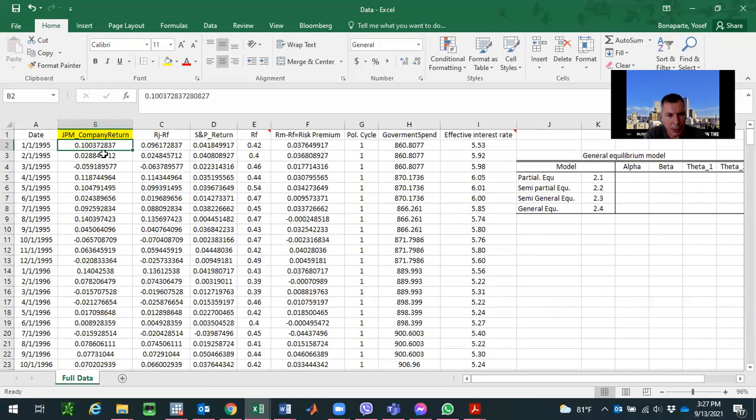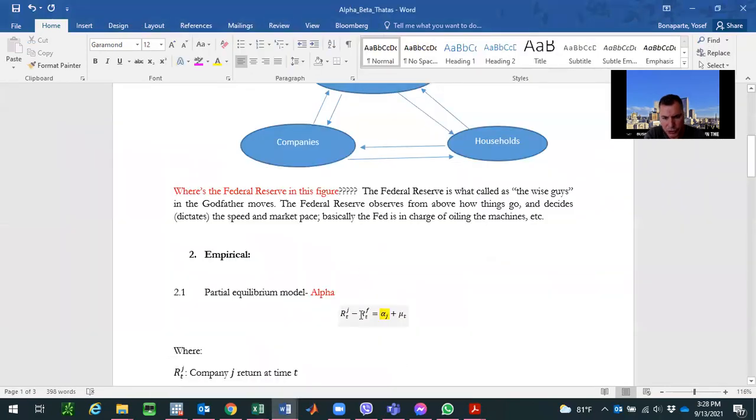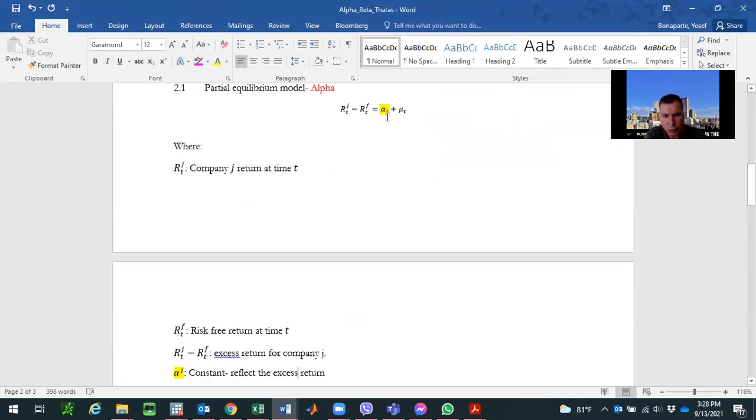All right. Now I have RG minus RF, which is the company excess return. Go back here. RTG minus RFT, that's the company excess return, equal alpha J plus MUT. So now what I want to do is to report how much alpha J, which tells me how much a company performed given the economy setup.